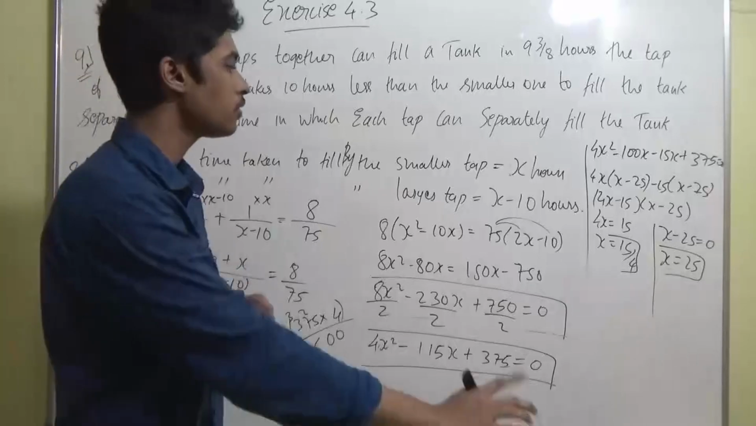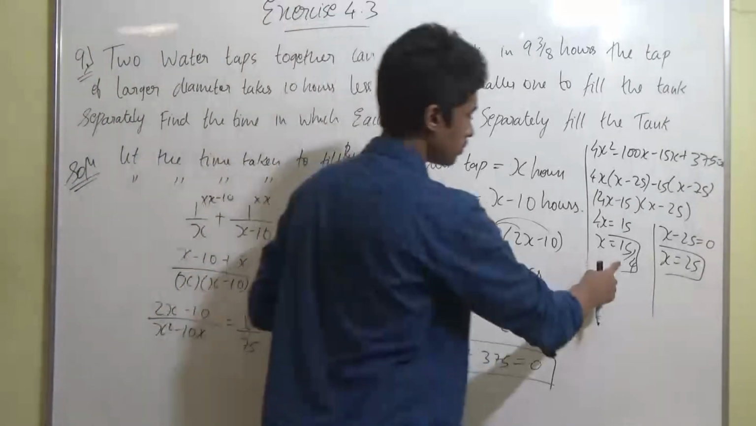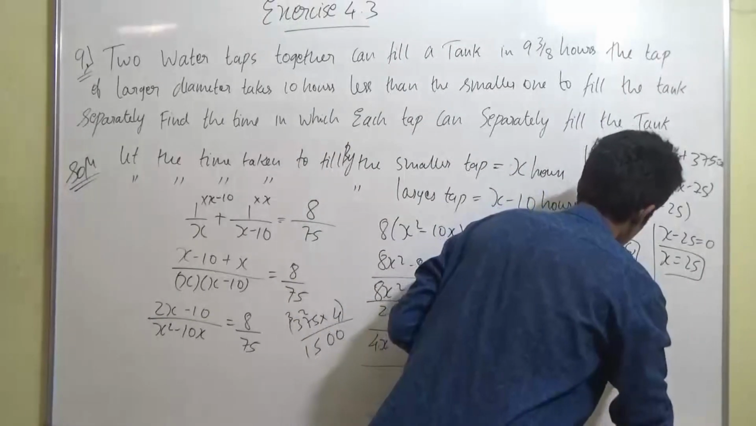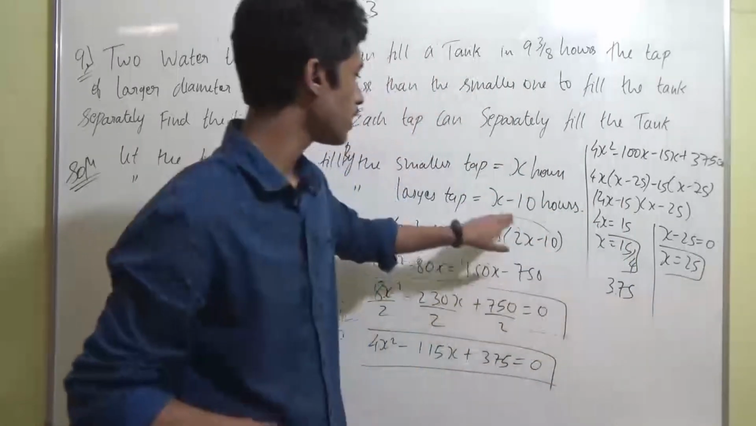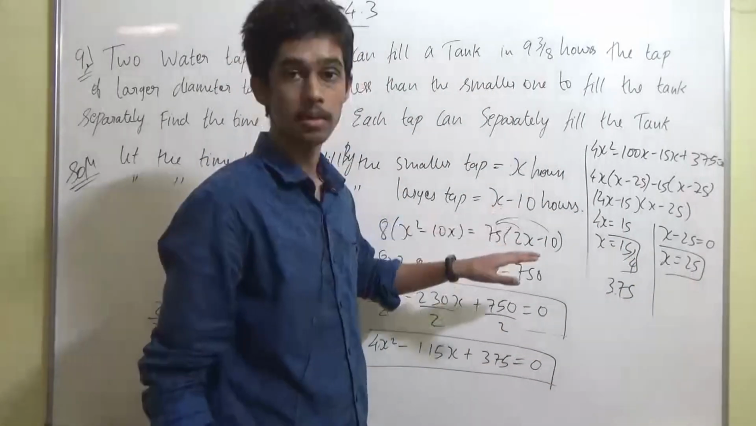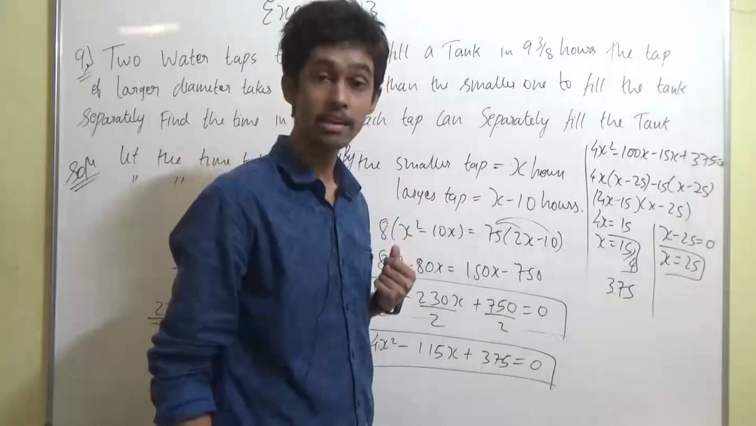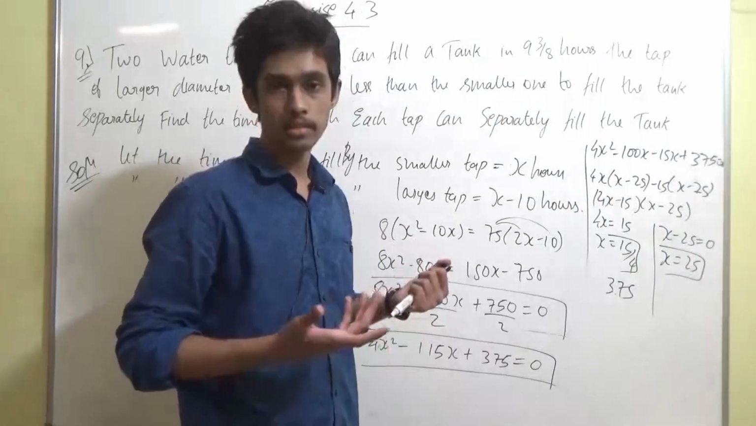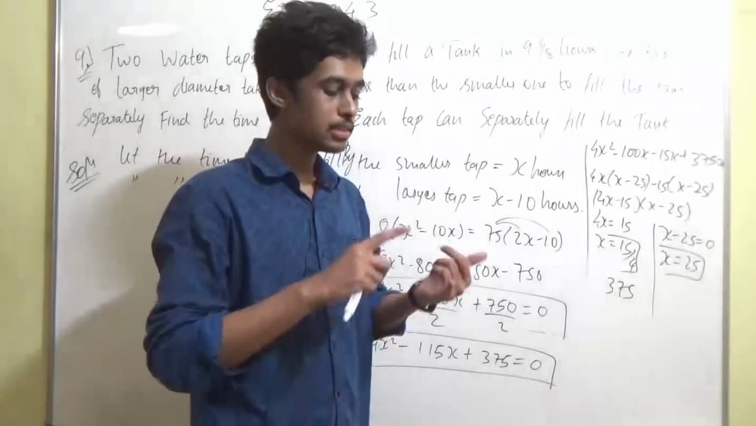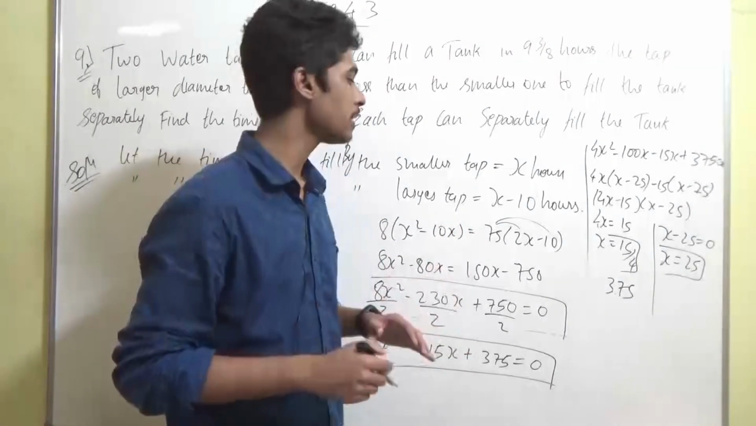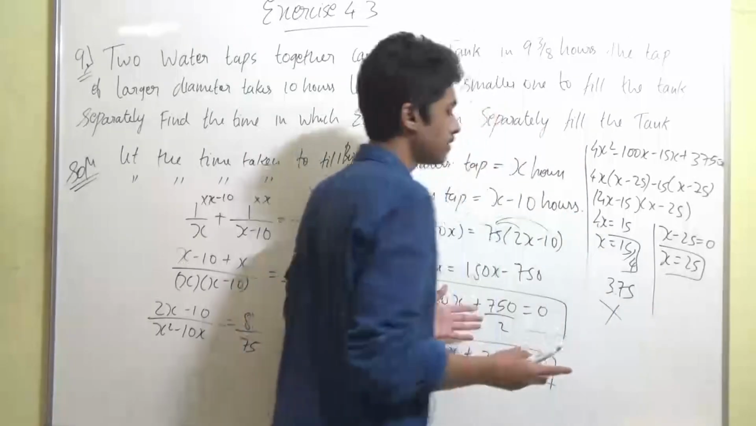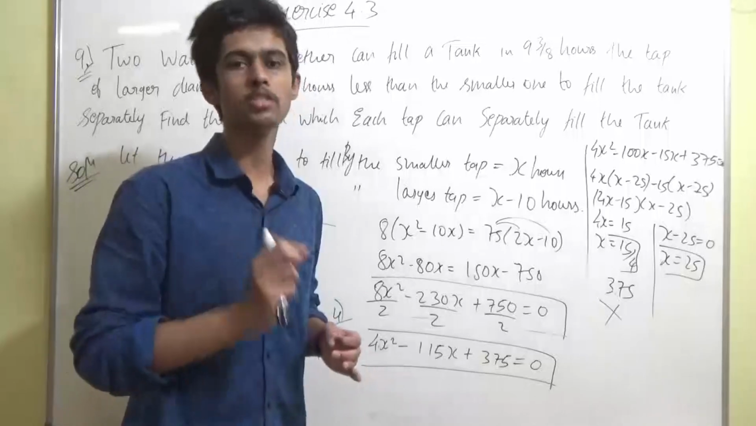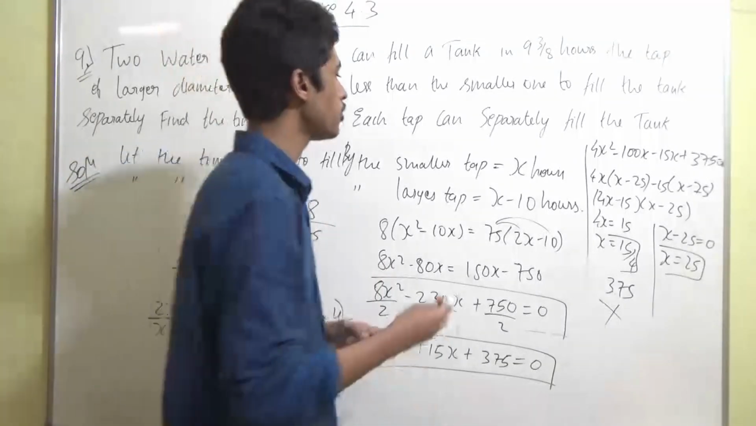So now the thing is, 15 by 4 is 3.75. Correct? Now if you take 3.75 and put it here, it will become 3.75 minus 10. The whole quantity overall will become a negative quantity, which means the time taken by a larger tap to fill the tank will become negative. Can time be negative? Things like time, distance cannot be negative. It can never be negative. So we have to just eliminate this. We'll just consider 25. So the time taken to fill the entire tank only by smaller diameter tap is going to take 25 hours.